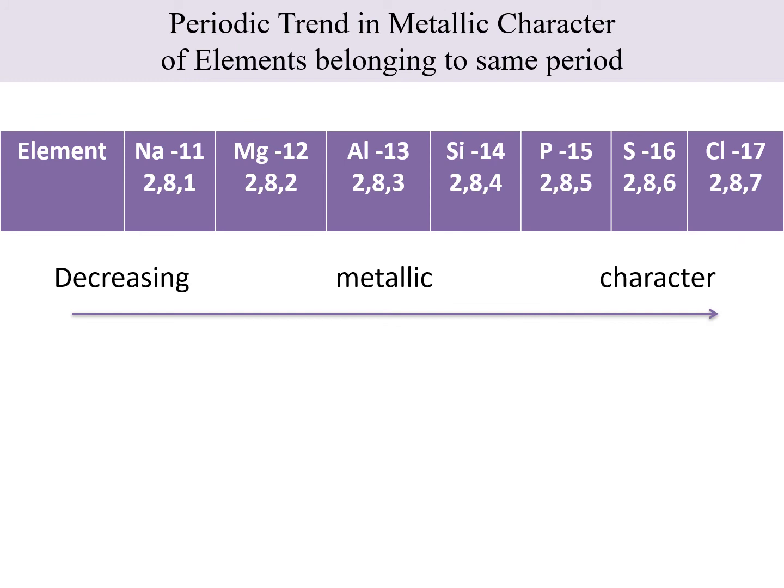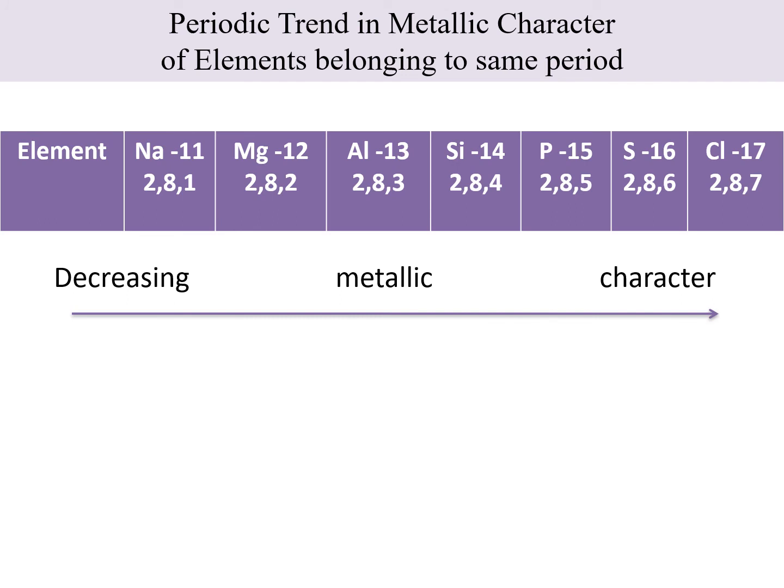Now that we have seen the periodic trend in metallic character of elements in a group, let us see what trend is observed in a period. Here we have taken period number 3 with sodium, magnesium, aluminium, silicon, phosphorus, sulfur and chlorine. Now in a period the number of shells is constant, that is 3, but the number of electrons in the valence shell is increasing because the atomic number is increasing.